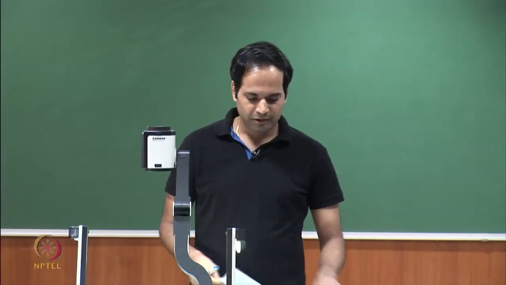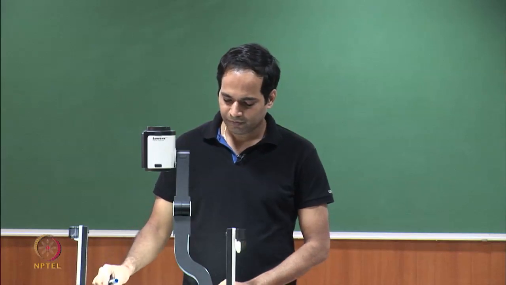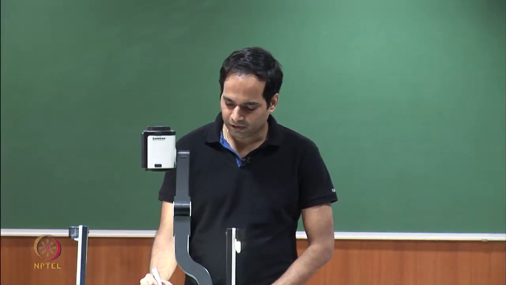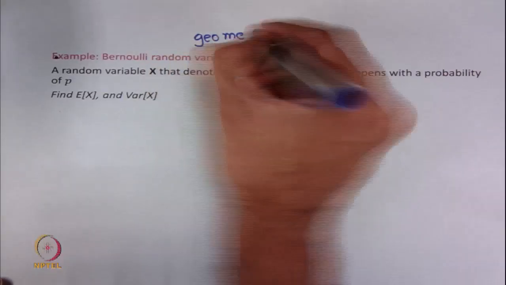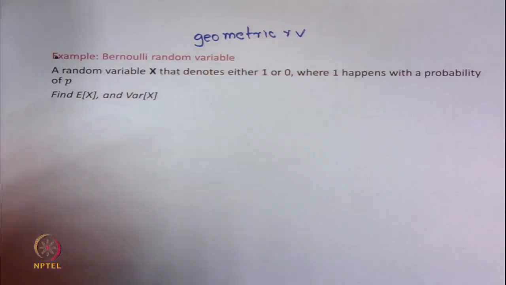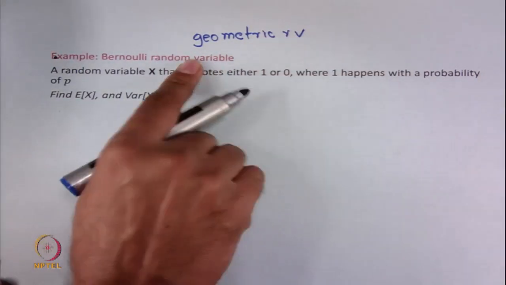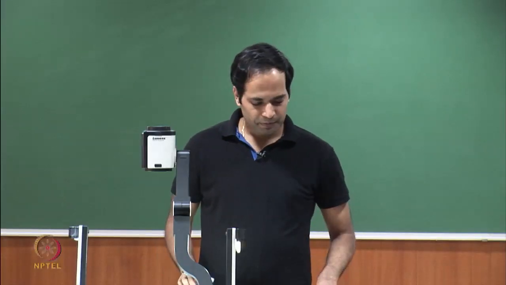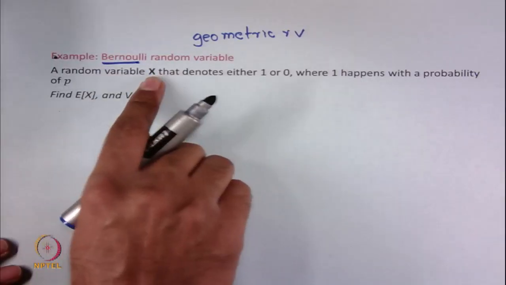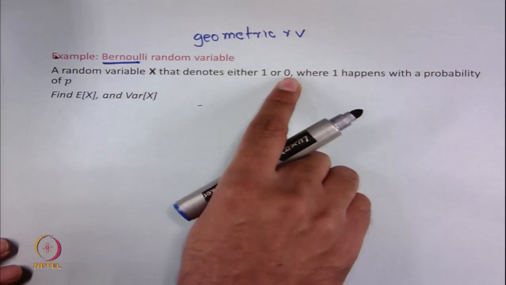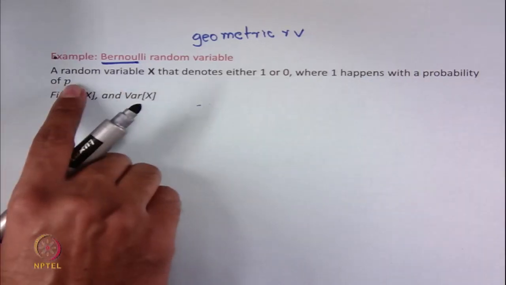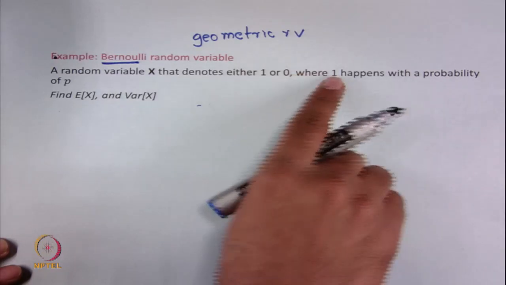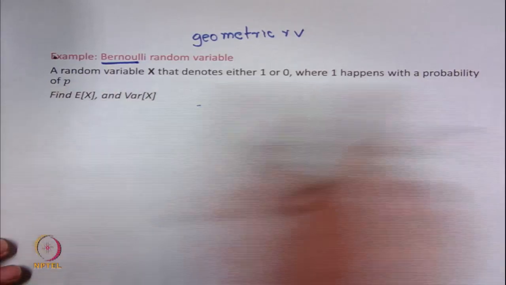Okay. Let us now do an example. In yesterday's lecture we introduced the notion of the geometric random variable, and today we are visiting another important random variable, which is the Bernoulli random variable. A Bernoulli random variable is a random variable that takes either the value 1 or 0, where 1 happens with a probability of p.